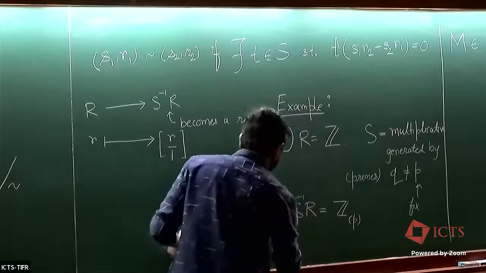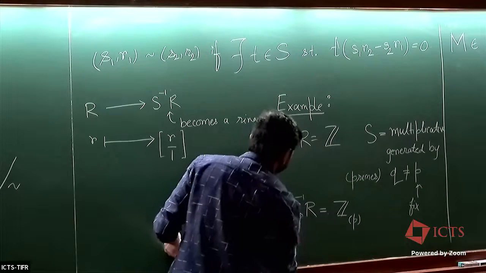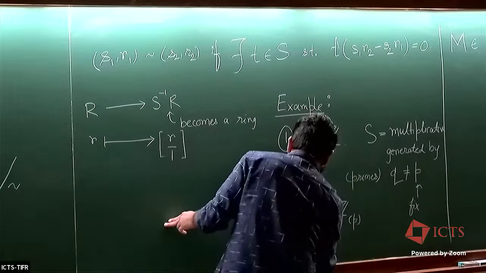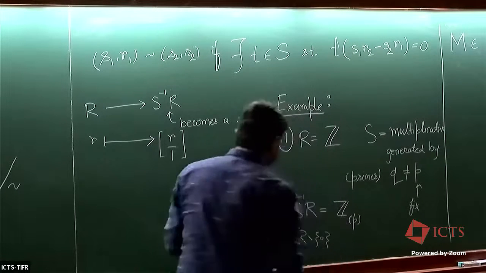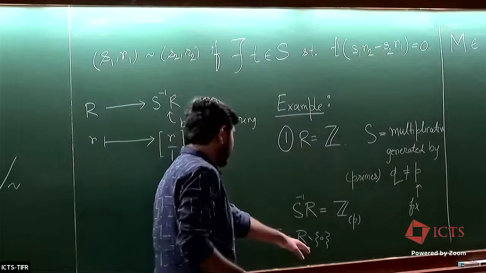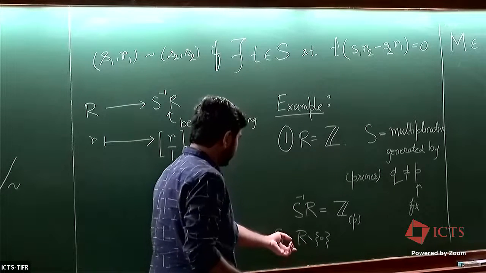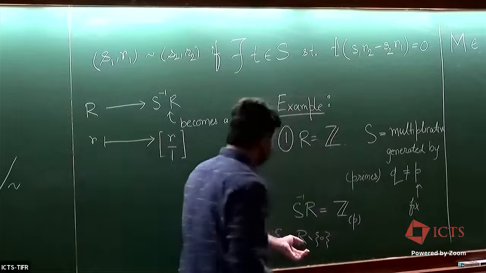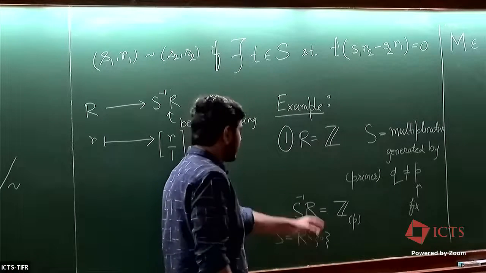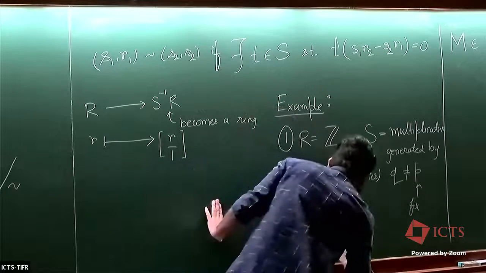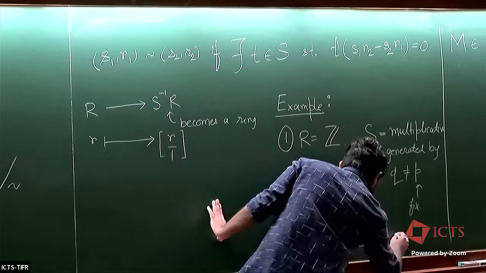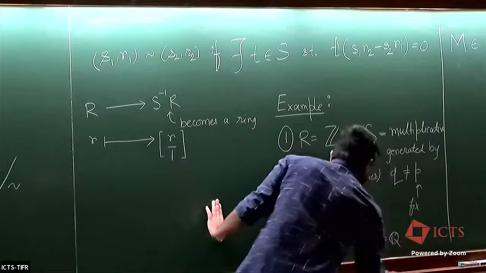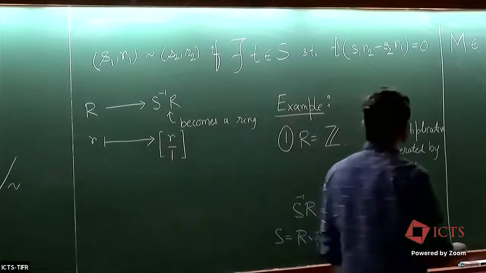So we are inverting all the elements which are not a multiple of p. And if we take S to be R minus 0, then here R is Z, so you will invert all the elements other than 0. So we will get Q, rational numbers.